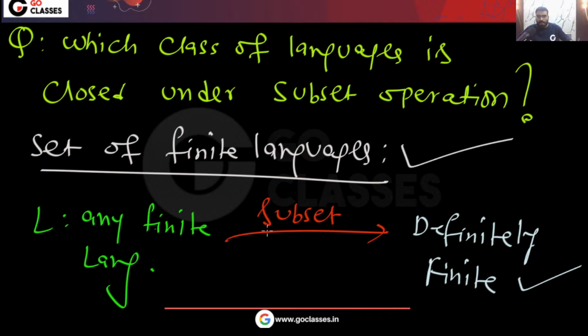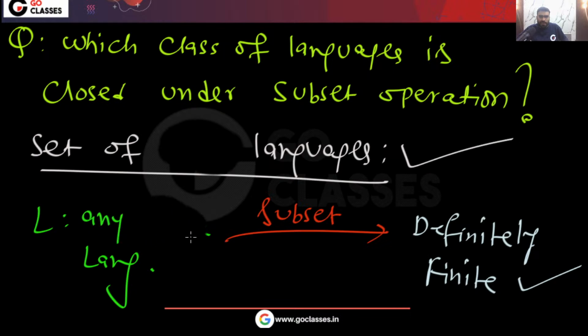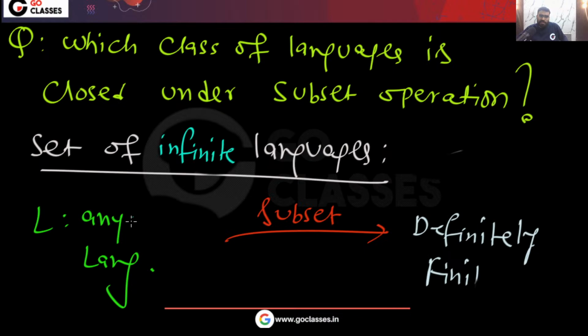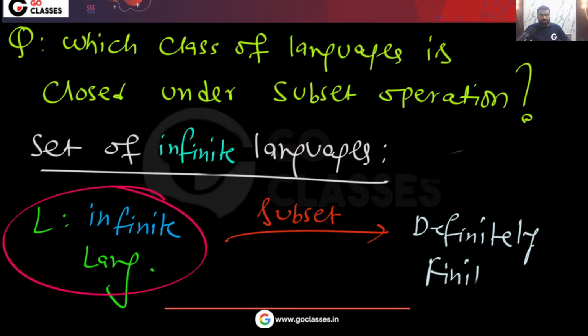Is this clear? What about infinite languages? Please tell me. What can you say about infinite languages? If L is an infinite language, can you guarantee that a subset of L will definitely be infinite? Can I say the subset will be infinite?